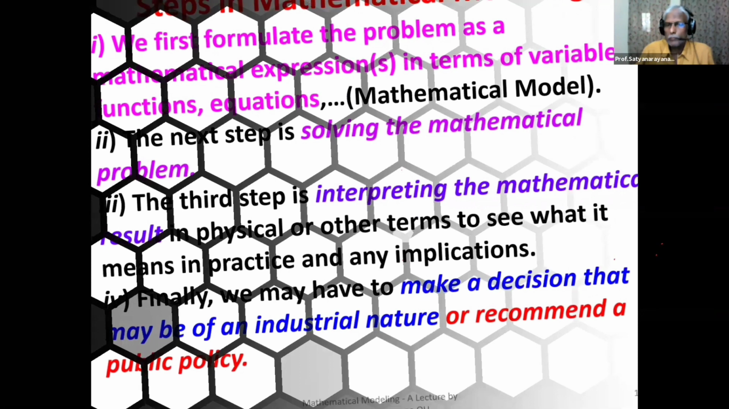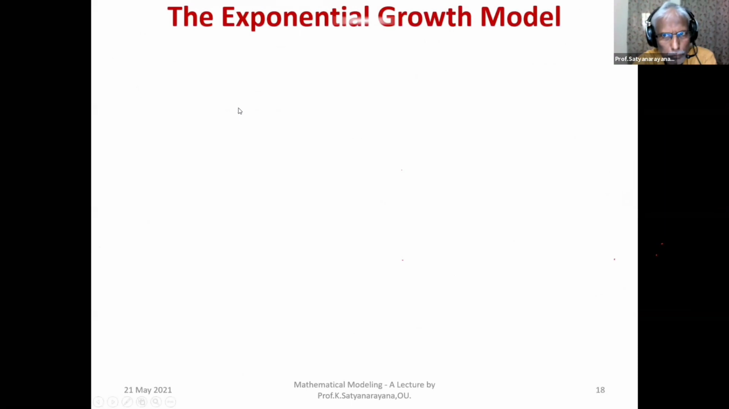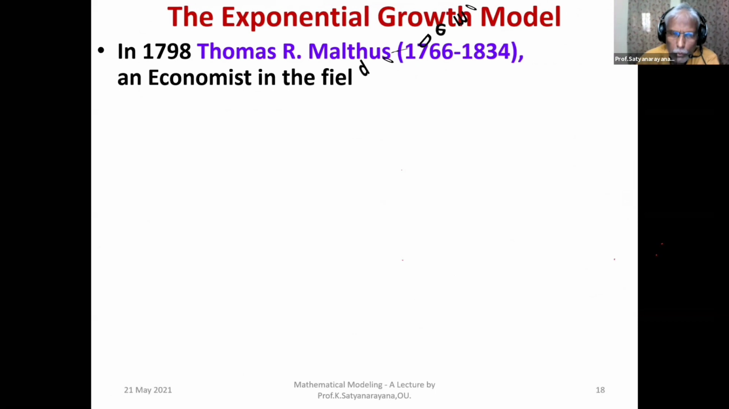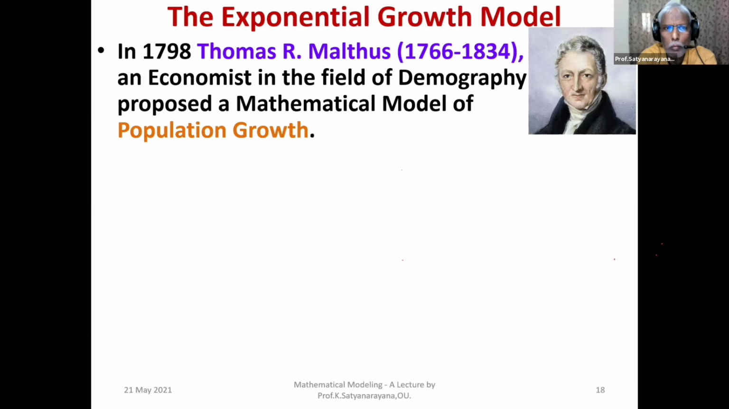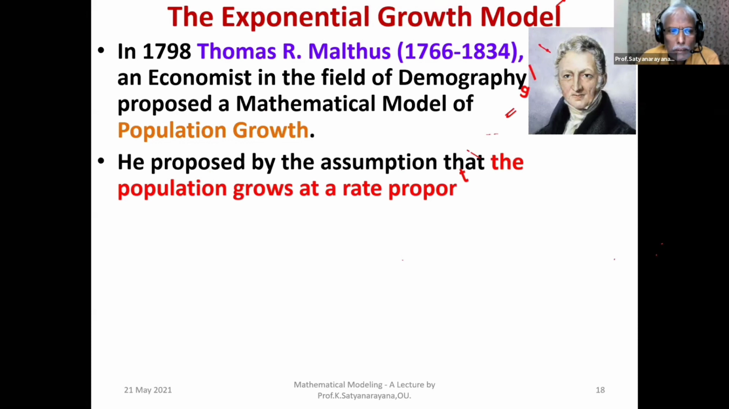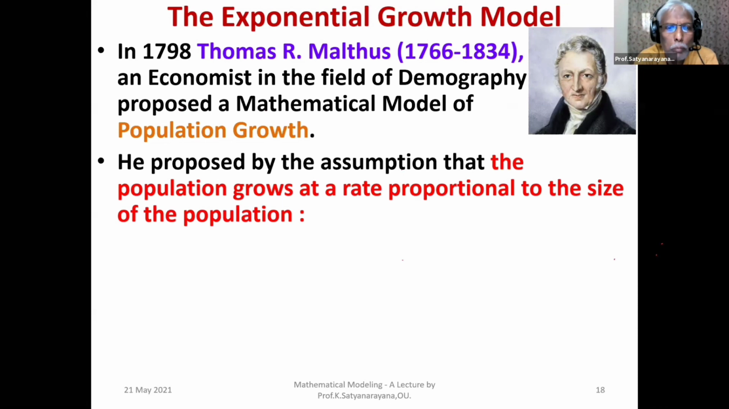First, I talk about the very simplest mathematical model, that is the exponential growth model. In 1798, Thomas R. Malthus, who is an economist in the field of demography, proposed a mathematical model of population growth. Here, population means the population of bacteria, population of plants. It can be any population. He proposed it by the assumption that the population grows at a rate proportional to the size of the population.